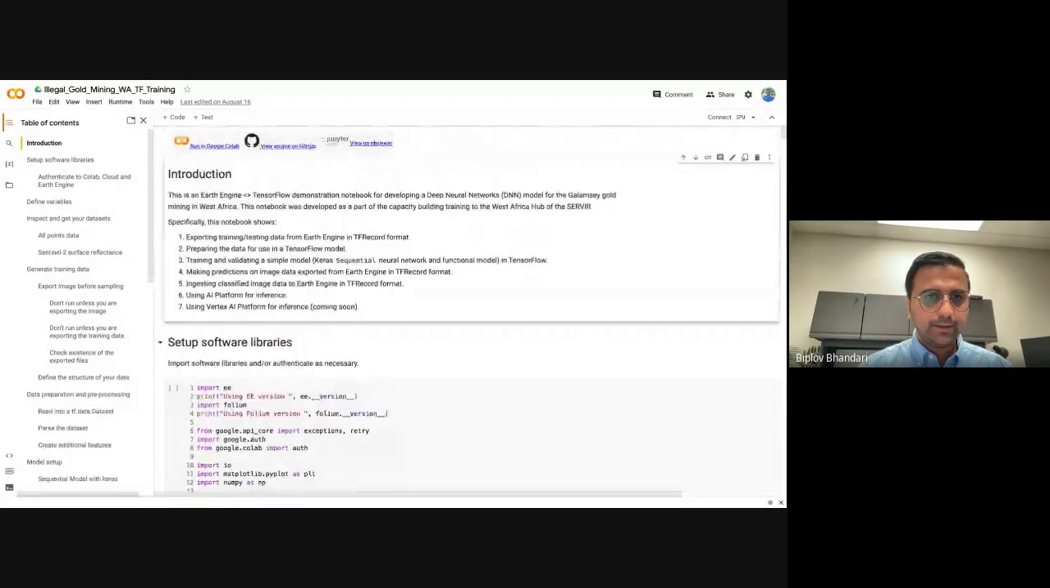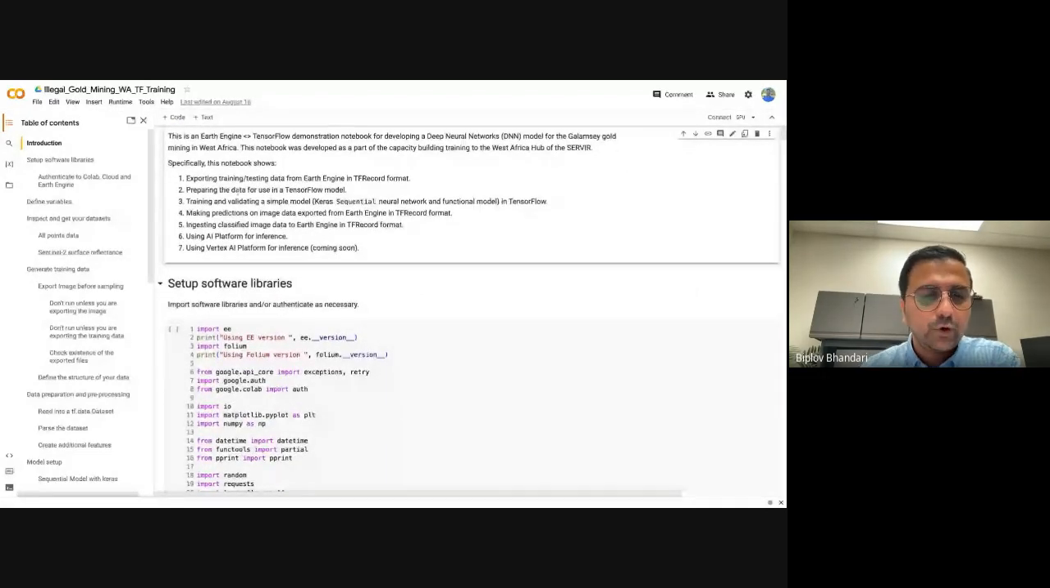So okay, let's go ahead. In this notebook, I'll show you how you can export the training and testing data set from Google Earth Engine into a TF record format, a TensorFlow record format. In TensorFlow, you could provide data in different kinds of formats: a NumPy array, a Parquet format, or whatnot. But for this one, we'll be looking at the TF record, since Earth Engine can directly output data in the TF record format. Then we'll see how we can prepare those data for use in a TensorFlow model, especially a deep neural net.